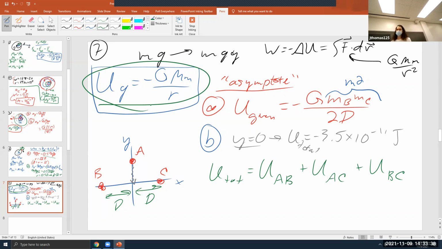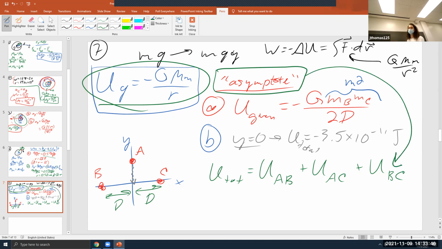Now, we already know the potential energy from B and C. That's the asymptote that we used in part A. So you'll just plug that number in there. Similarly, we read this number. This number will be the same for everyone. It comes off the graph, and they're not going to change the graph. So that will go on the left-hand side.